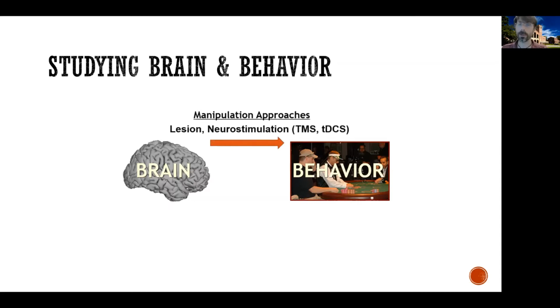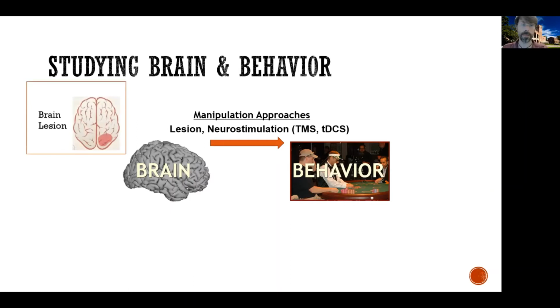On the one hand, there are so-called manipulation approaches. And these are cases where we change the way in which the brain functions, and we try to see how this affects behavior. And this, for example, might be the case of when somebody suffers a lesion in some part of their brain. You might be able to observe some particular behavior results changed. And this, of course, tells you that that part of the brain is important for that behavior.